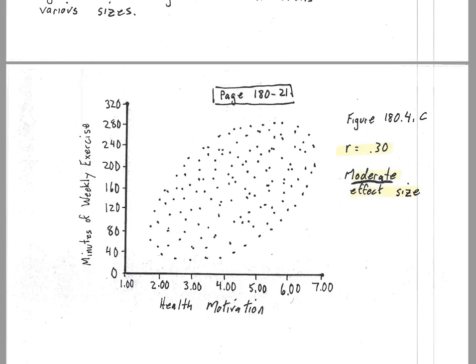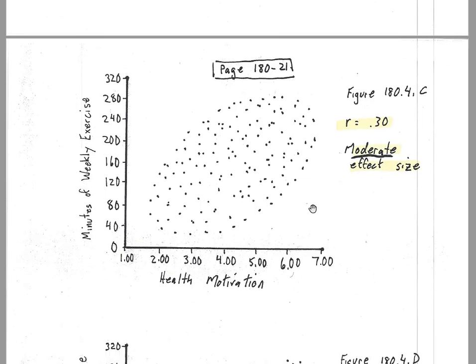Now it's getting to be a tighter relationship. Correlation 0.30 is what Jacob Cohen calls a moderate effect size. Notice now our football is getting a little bit skinnier. Now, if we know somebody scores high on health motivation, we can predict where they probably score on minutes of exercise with a little bit more precision.